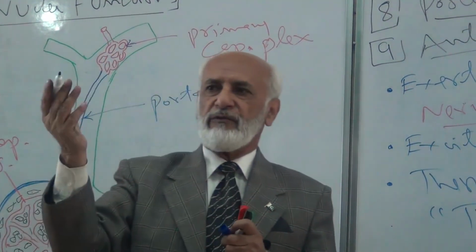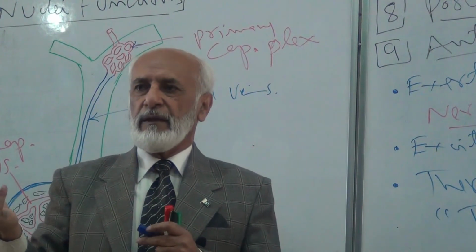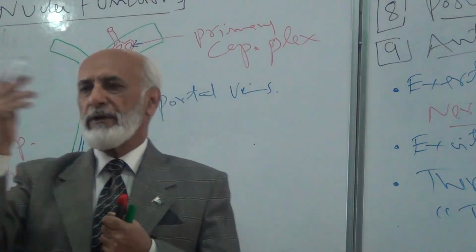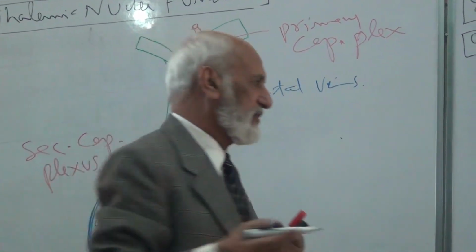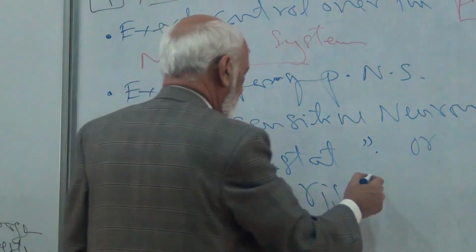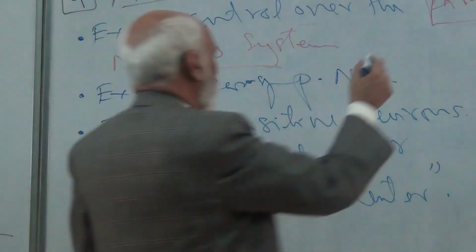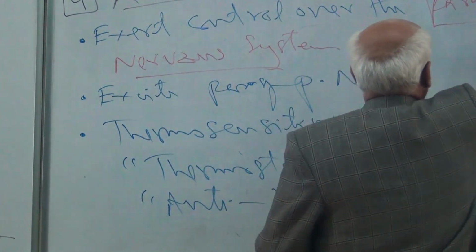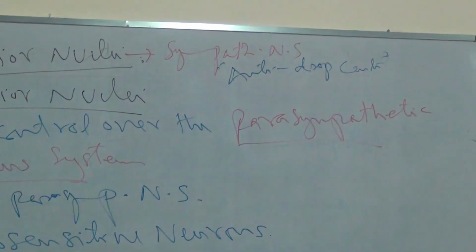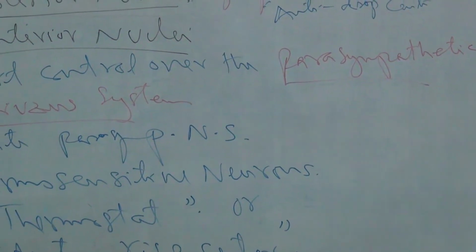The anterior nuclei, apart from controlling the parasympathetic system, also regulate temperature. When they act as thermosensitive, they comprise thermosensitive neurons. Therefore, they act as a thermostat or anti-rise center. The lateral nucleus was the anti-drop center. So they work just opposite to the posterior nucleus.